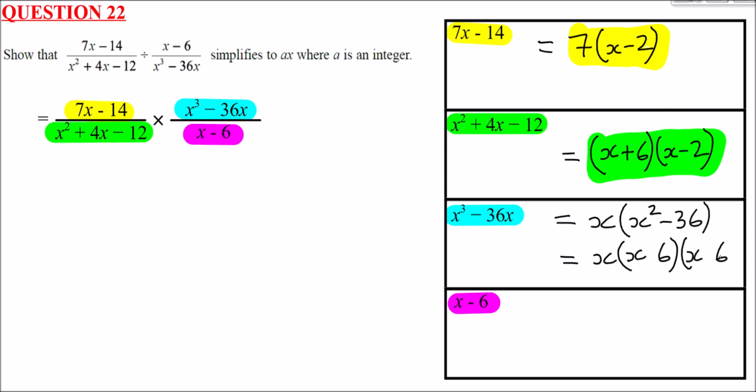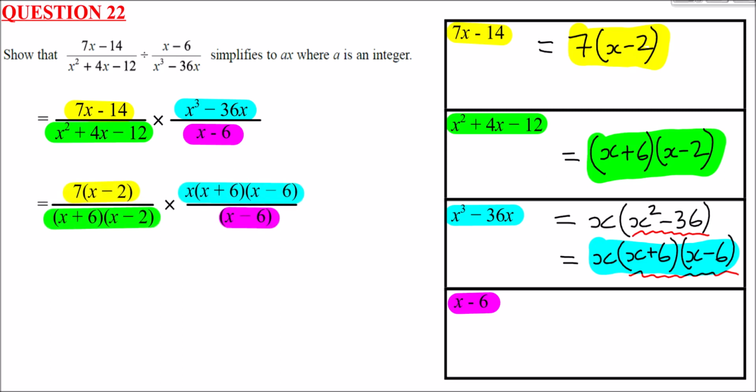So if you remember your difference of two squares, x squared minus 36 can become x plus 6, x minus 6. And so this bit here, we can just simplify to this. So this whole thing, x cubed minus 36x, if we factorise it twice, becomes this. And the final one here, x minus 6, well, that just doesn't factorise. So we just leave that one exactly as it is, as x minus 6. So if we replace these unfactorised versions with the factorised versions of themselves, we arrive at this.